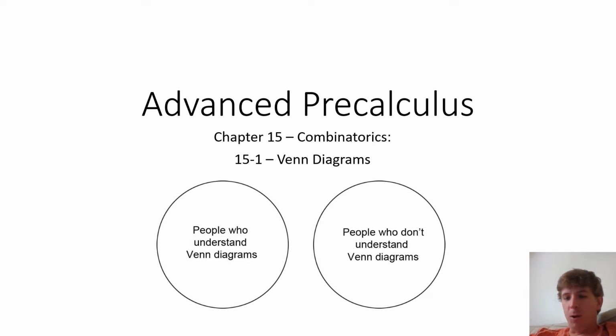All right, welcome everyone to the beginning of chapter 15. We are finally done our voyage into trigonometry, and we're going to start up something called combinatorics in chapter 15. Our first section, 15.1, I know you guys love the titles, is just going to be about Venn diagrams.